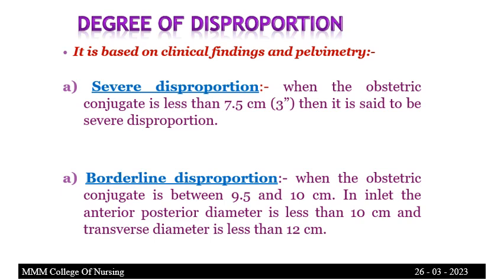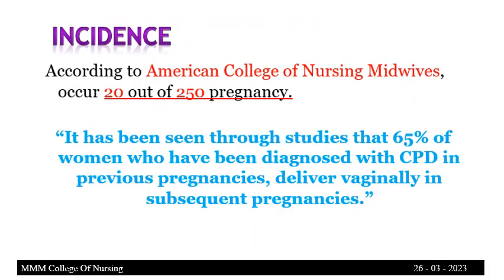As I said earlier, in the inlet there is an anatomical conjugate and the diagonal conjugate. Between these two, we have the obstetrical conjugate. If that anteroposterior diameter is less than 7.5, it is severe disproportion. Borderline disproportion is when the obstetric conjugate is between 9.5 and 10 centimeters, or when in the inlet the anteroposterior diameter is less than 10 centimeters and the transverse diameter is less than 12 centimeters.